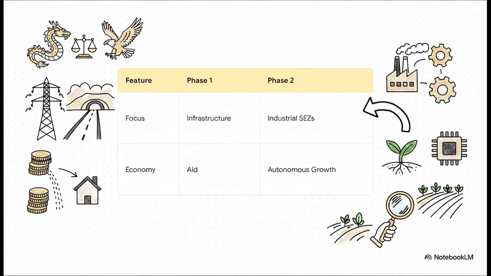Phase 2, which is happening right now, is a whole different ballgame. It focuses on profound industrial embeddedness. We are shifting away from passive financial aid toward generating robust, autonomous economic vitality through special economic zones. It's a huge leap from just pouring concrete to high-tech agricultural modernization and massive technology transfers.